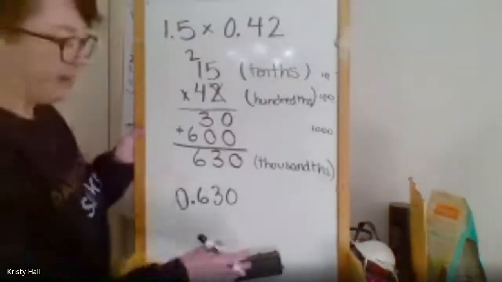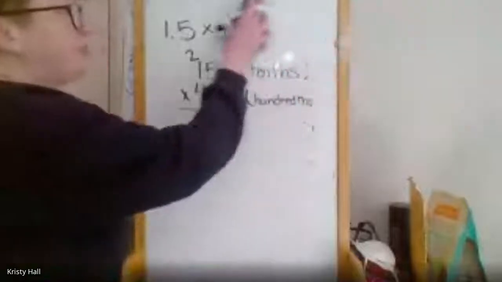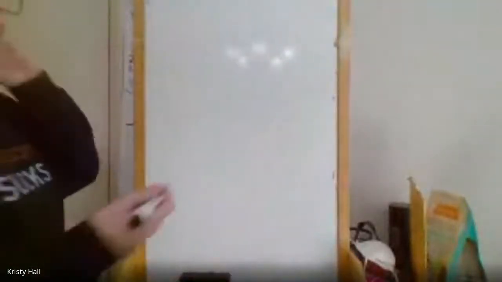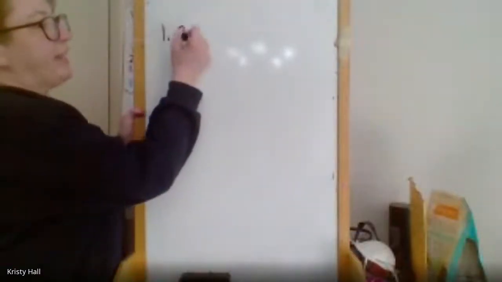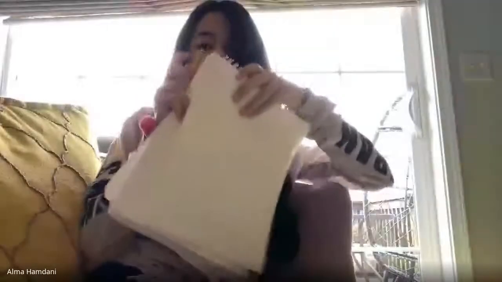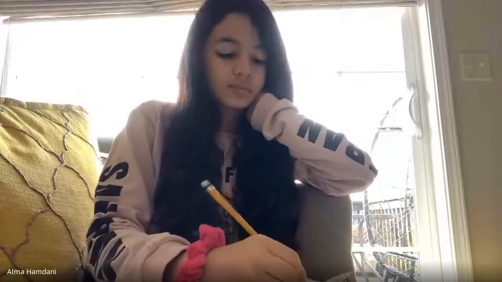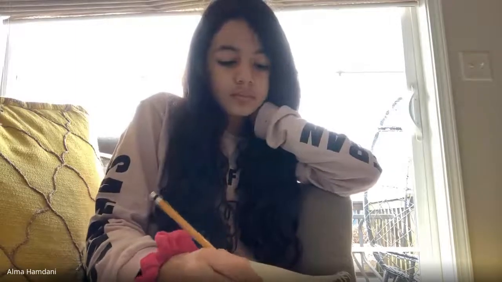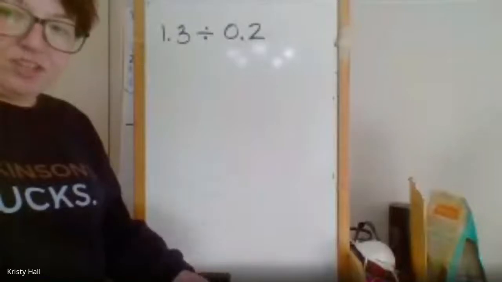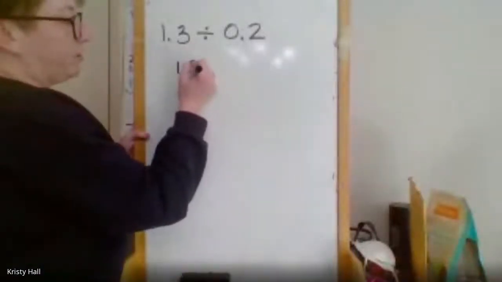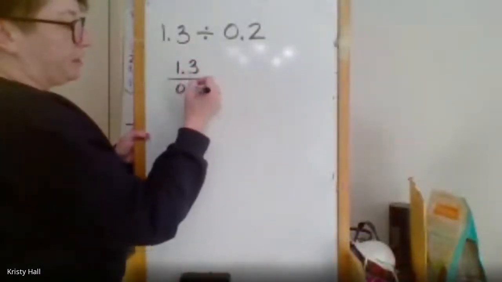All right, let's go through one more. We're going to divide now with decimals. And this one we just did in a lesson at the end of last week, I believe. So we're dividing 1 3/10 divided by 2/10. So what's another way to write a division problem? Like a fraction, right? So I can rewrite this as 1 3/10 over 2/10.